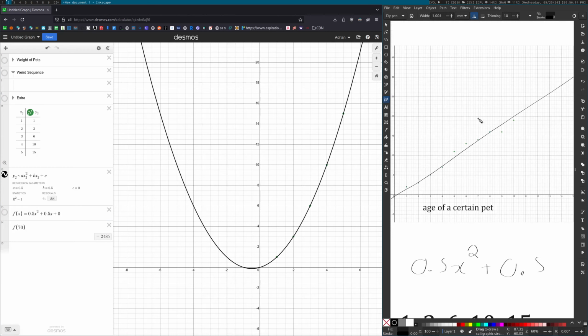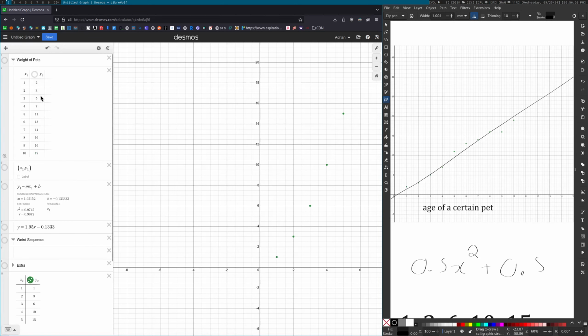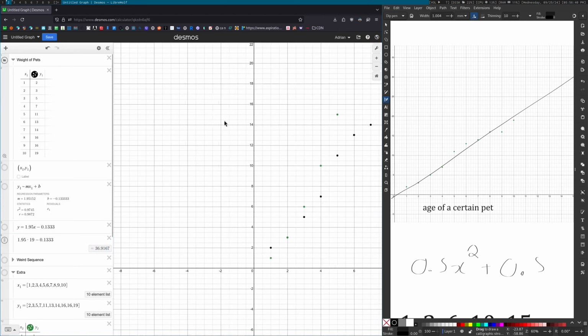And same thing for this line. If you did want to find the weight of the aforementioned 19-year-old animal, you'd go back here, and you would plug in 19 into this line. So 1.95, which I'll type manually here, times 19 minus 0.133. And it says, okay, if we use this, let me just move this here. Here we go.